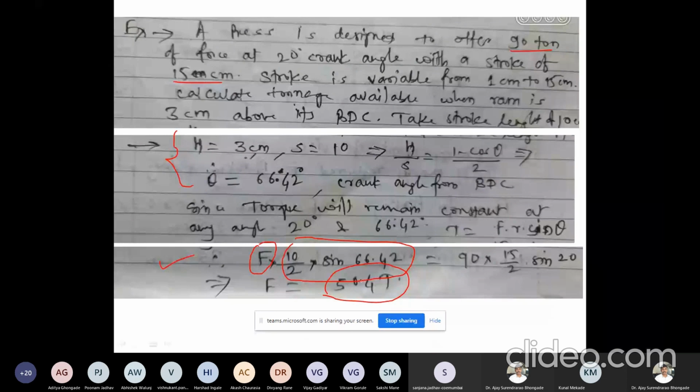Right. So it should obviously be less than 90 tons at any position. This is the maximum force the press is designed for. We can get more force on this also, right? So if we increase the angle or decrease the angle, make it 10 or 15, obviously this force will increase.